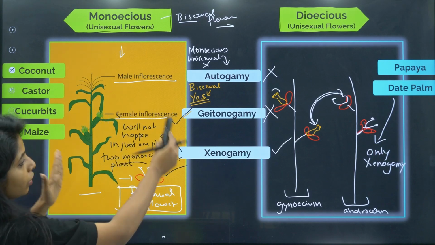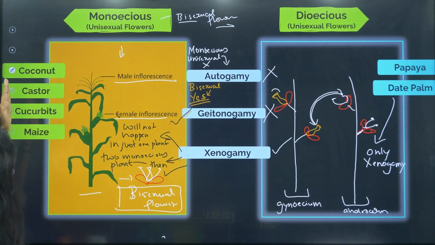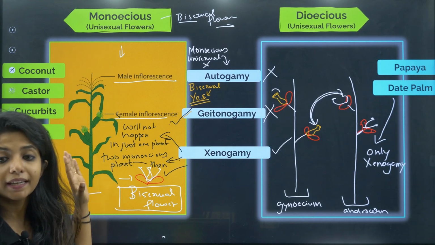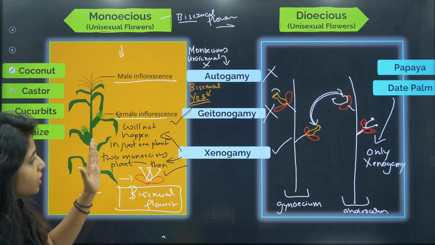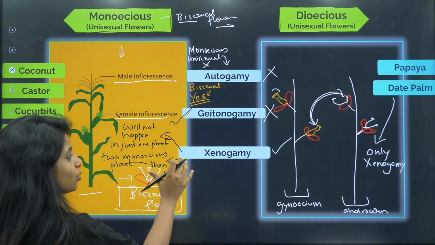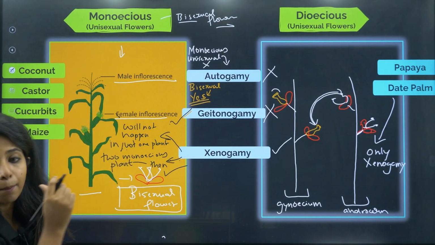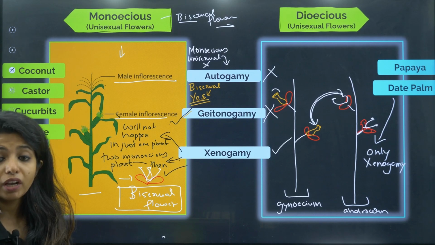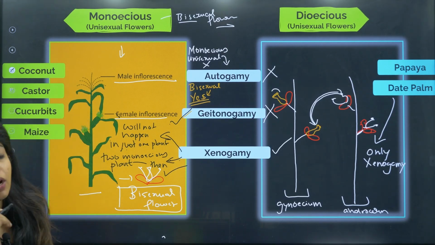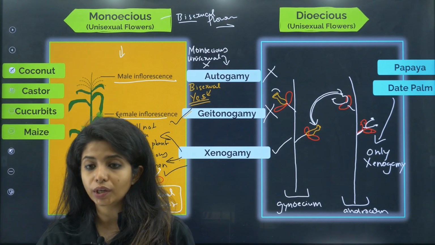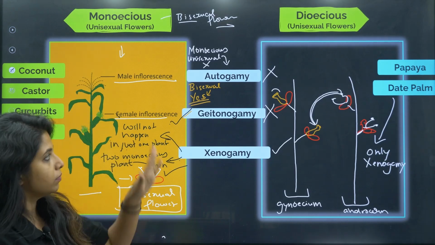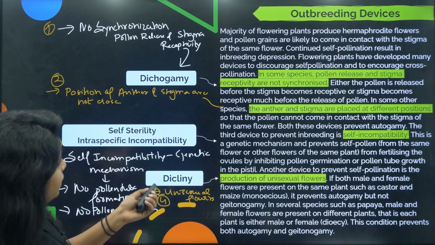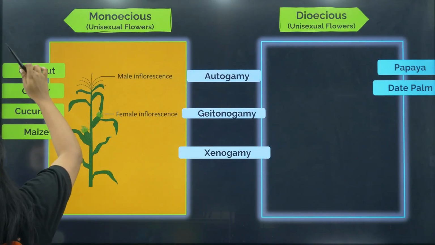But if you talk about two different plants that are monoecious, for example, two different castor plants or two different maize plants, then obviously it can happen. So, we say xenogamy happens in the case of them, but if we are talking about a single monoecious plant, children, if they are mentioning a single coconut plant or single maize plant, then xenogamy will not happen. Please remember that. So, that is all, children. Autogamy, I hope that is clear.